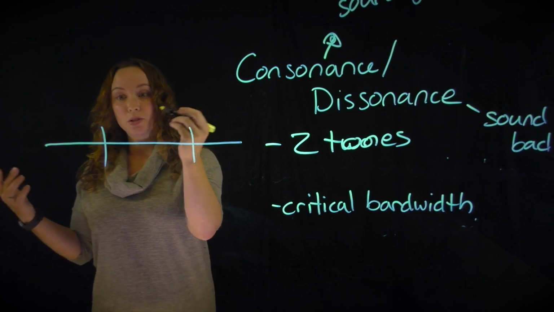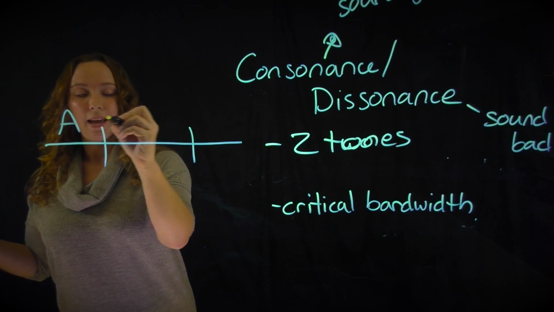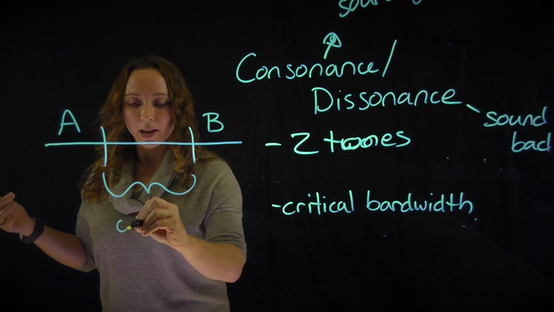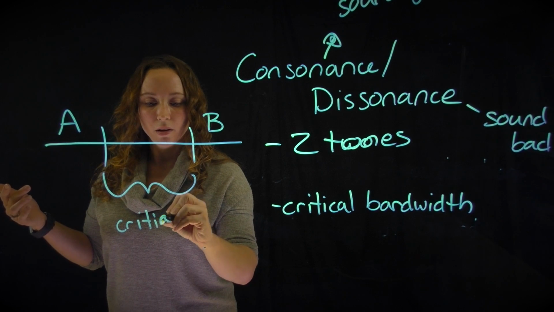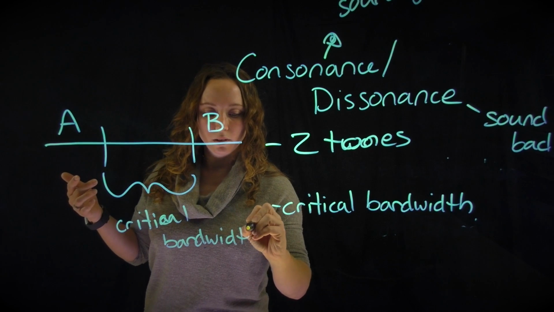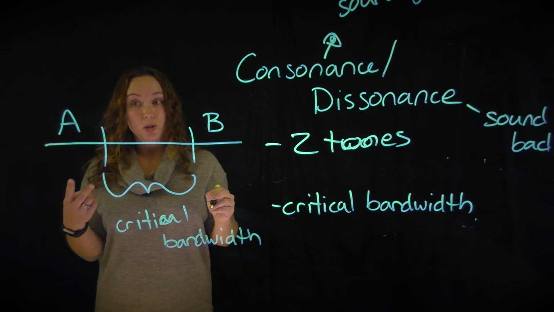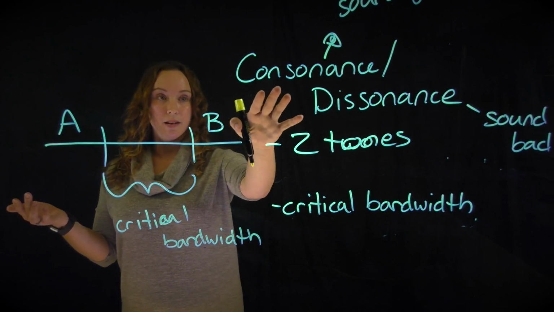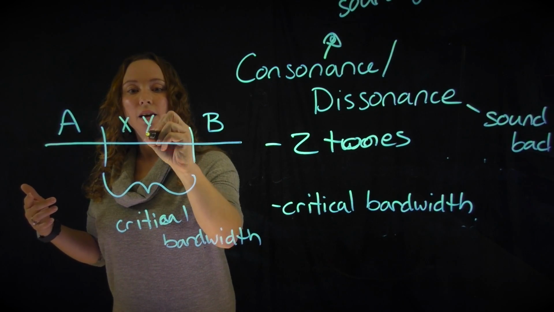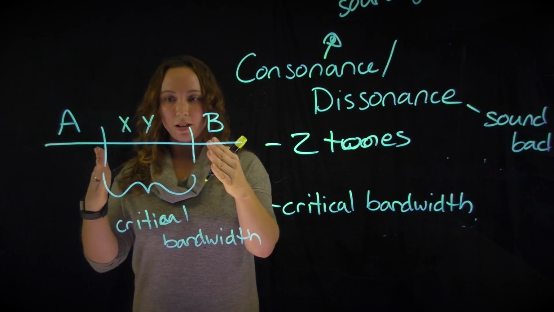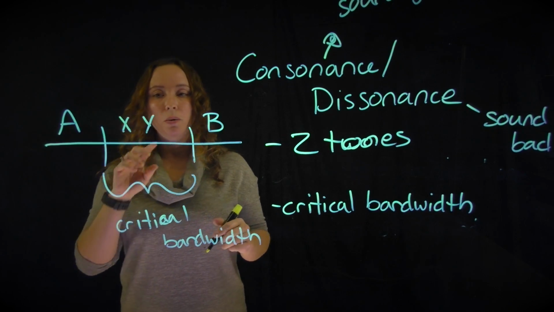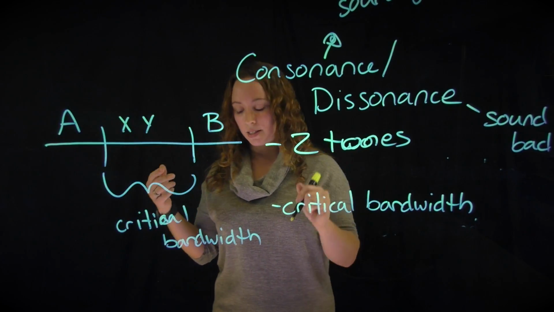So here, if I have two tones, A and B, and they fall outside of the critical bandwidth, then you would hear two tones, and that would sound okay. That would end in consonance. But if I have two tones, X and Y, and they're in this critical bandwidth, they're in frequencies that are too close together, then you would hear one tone and it would cause dissonance.